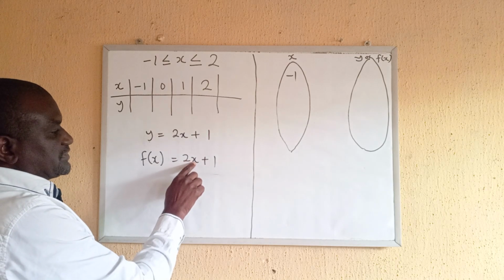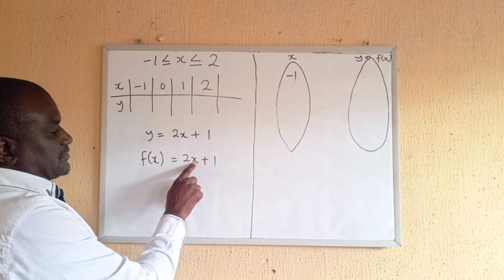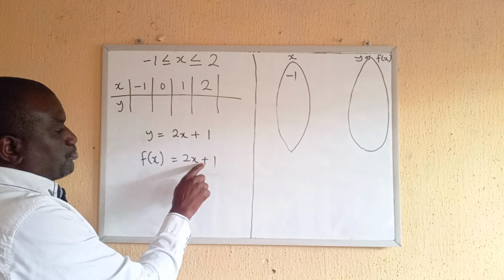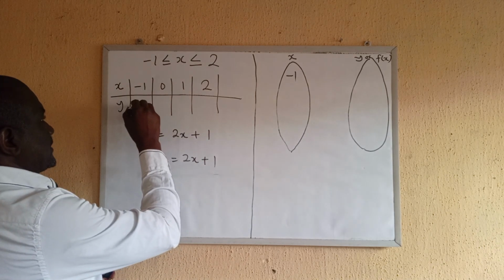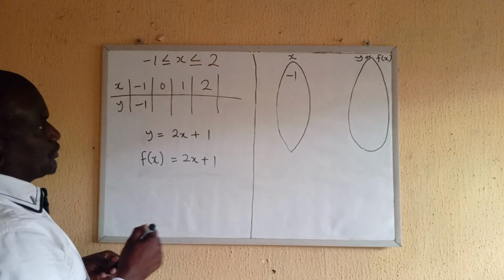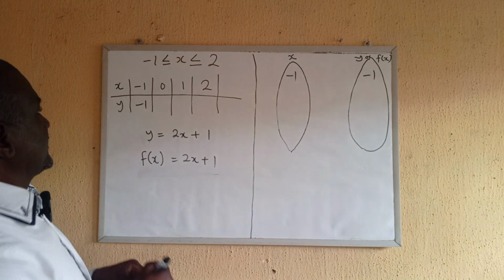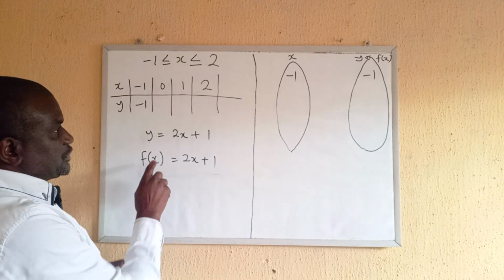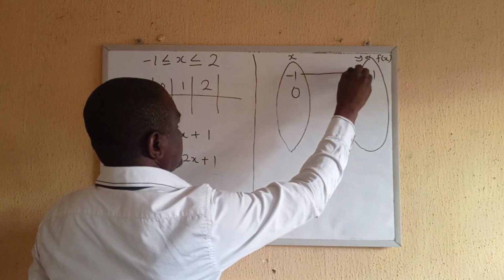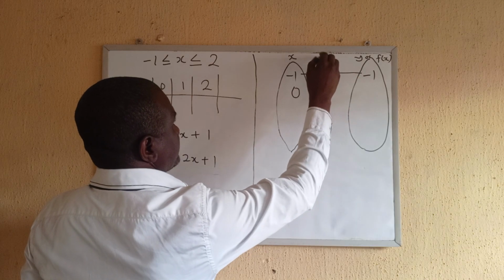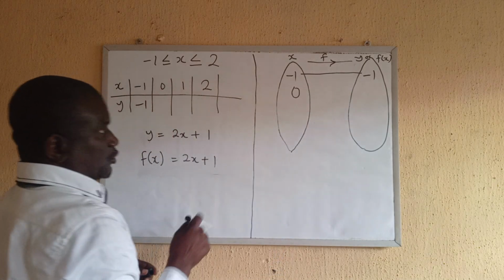So here we're going to substitute the value of x as -1. So 2 times -1 is -2 plus 1. -2 plus 1 will give you -1. So that means our codomain is -1. Now if our domain is 0, so we're going to put 0 here. So this is mapping, or let's say we have a function here from the domain to codomain.